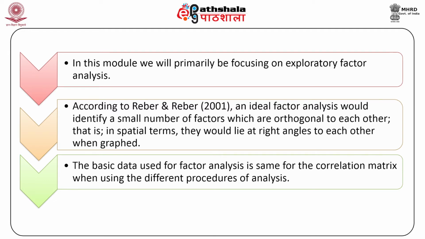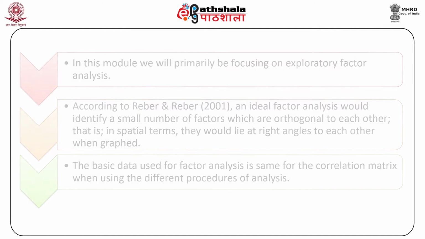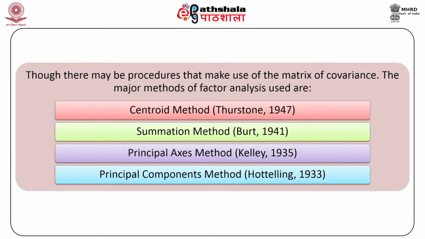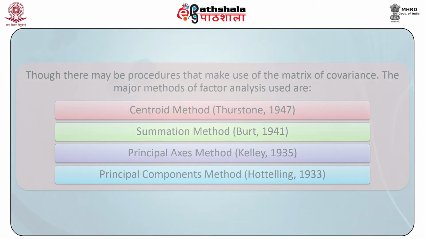The basic data used for factor analysis is the same, the correlation matrix, when using the different procedures of analysis, though there may be procedures that make use of the matrix of covariance. The major methods of factor analysis used are the centroid method, developed by Thurstone in 1947, the summation method by Burt in 1941, the principal axis method by Kelley in 1935, and the principal components method by Hotelling in 1933.